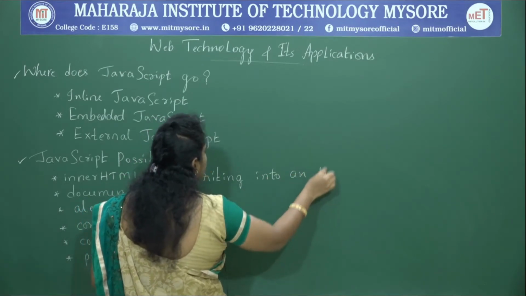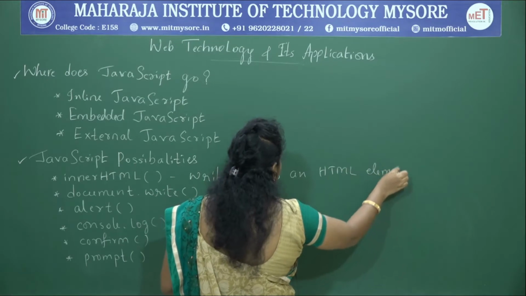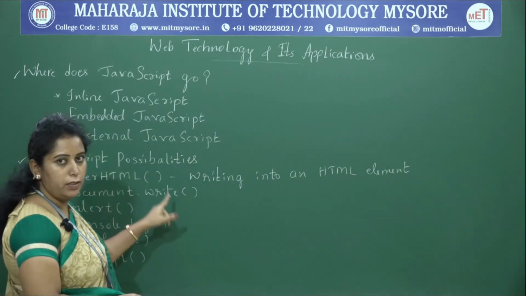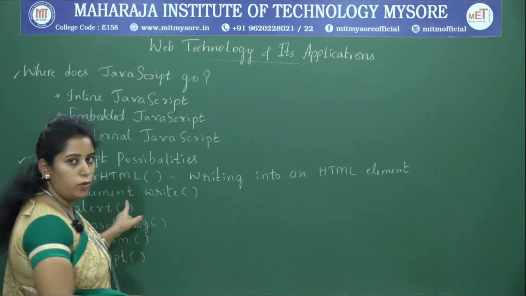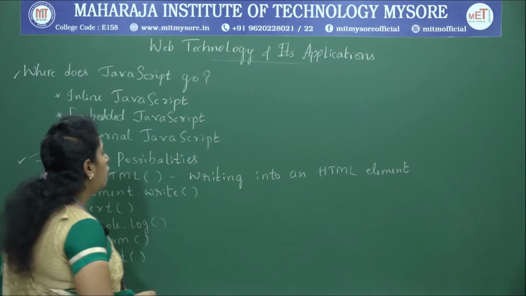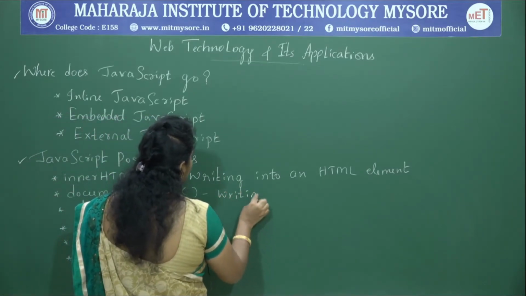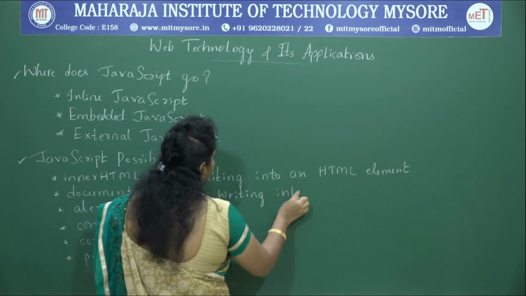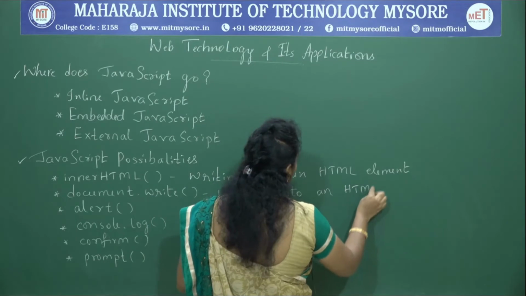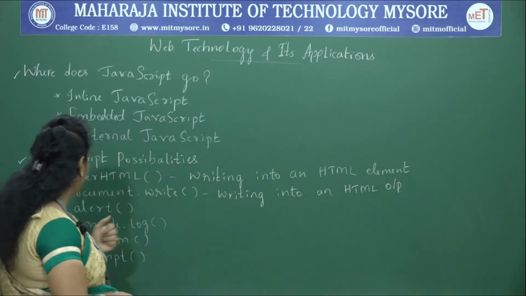Writing into an HTML element. Next is document.write. Here document is an object and write is a method used for writing into an HTML output. So this is used for outputting.